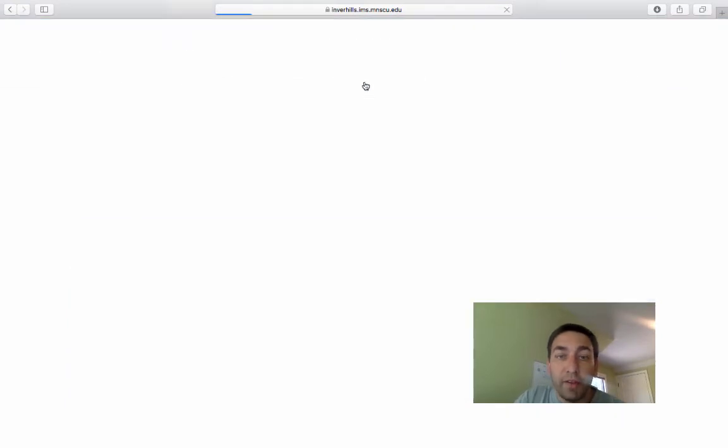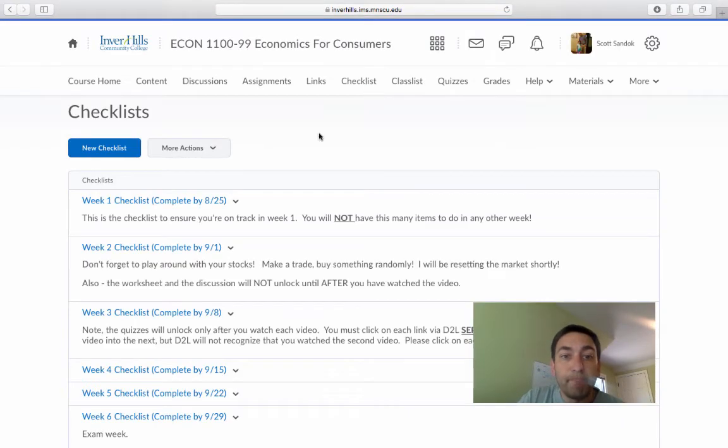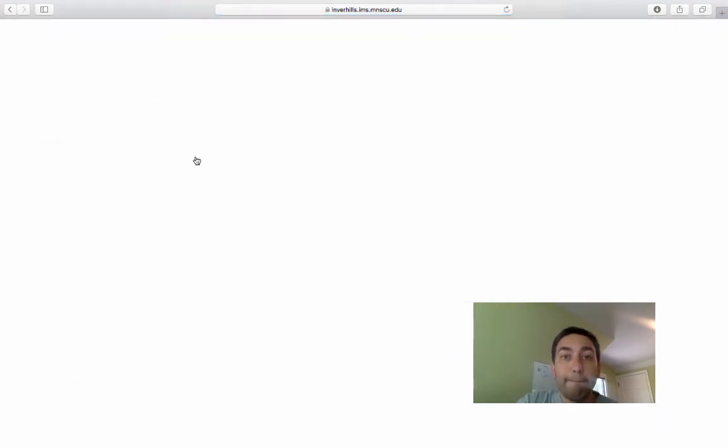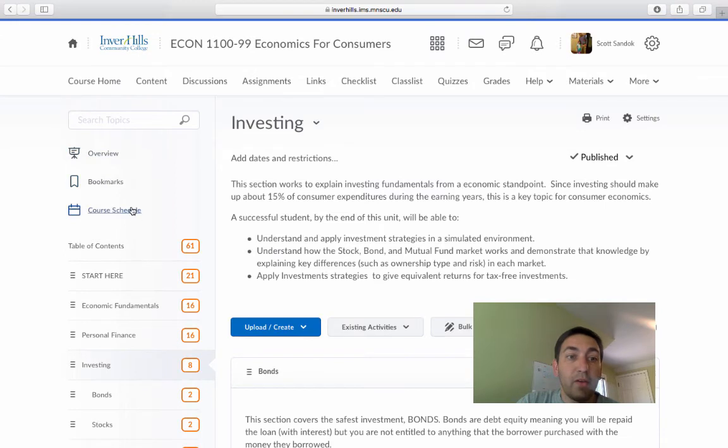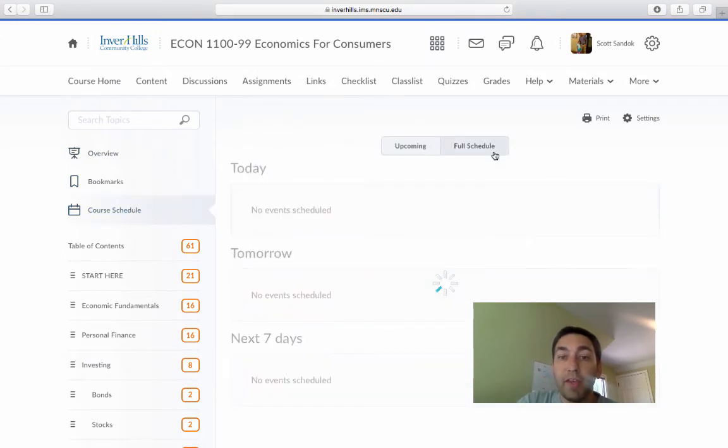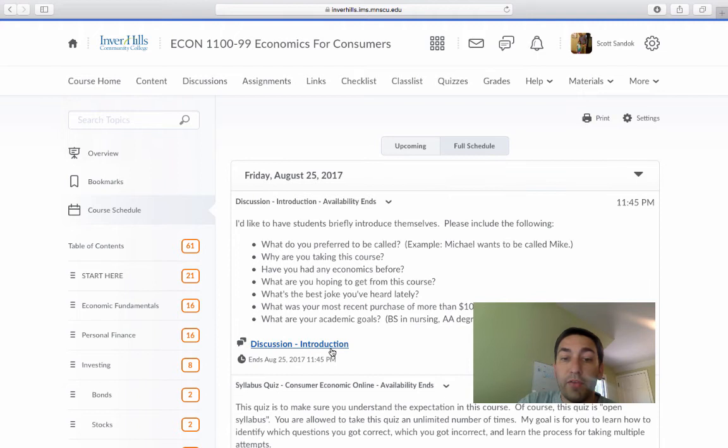These other checklists for future weeks are right here. If you know you're going to miss a future week, you're welcome to do the homework early. I will accept any homework you want early. I just don't accept it late. If you click on grades, it will show you your grade. I keep it updated every single day. If you go to content and then course schedule, you can look at the full schedule to see what is due when, and all these are hyperlinked. You can also look in the syllabus to see when assignments are due.